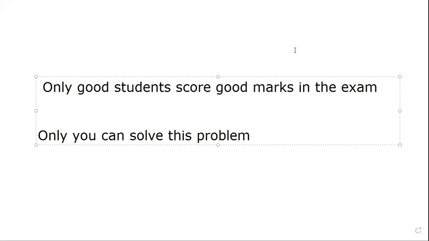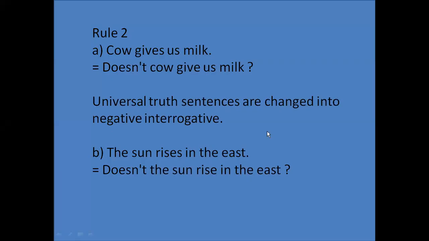So only good students score good marks. None but good students score good marks in the exam. And next is only you can solve this problem. None but you can solve this problem. So this is over. Next rule. Proceeding to next rule. In the next rule, you'll be getting. So this is the next rule.